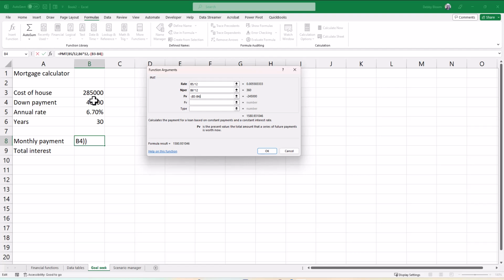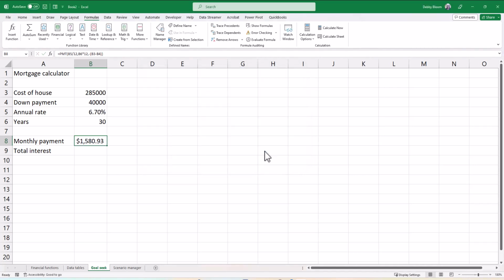So I get a payment of $1,580 per month. I'm just going to click OK. And now to calculate the total interest, once again I'm going to take the monthly payment, multiply it by 12, and then multiply it by the number of years. That's how much I'm paying back on the loan. And then I'm going to subtract what I'm borrowing, open parentheses, the cost of the house minus the down payment.